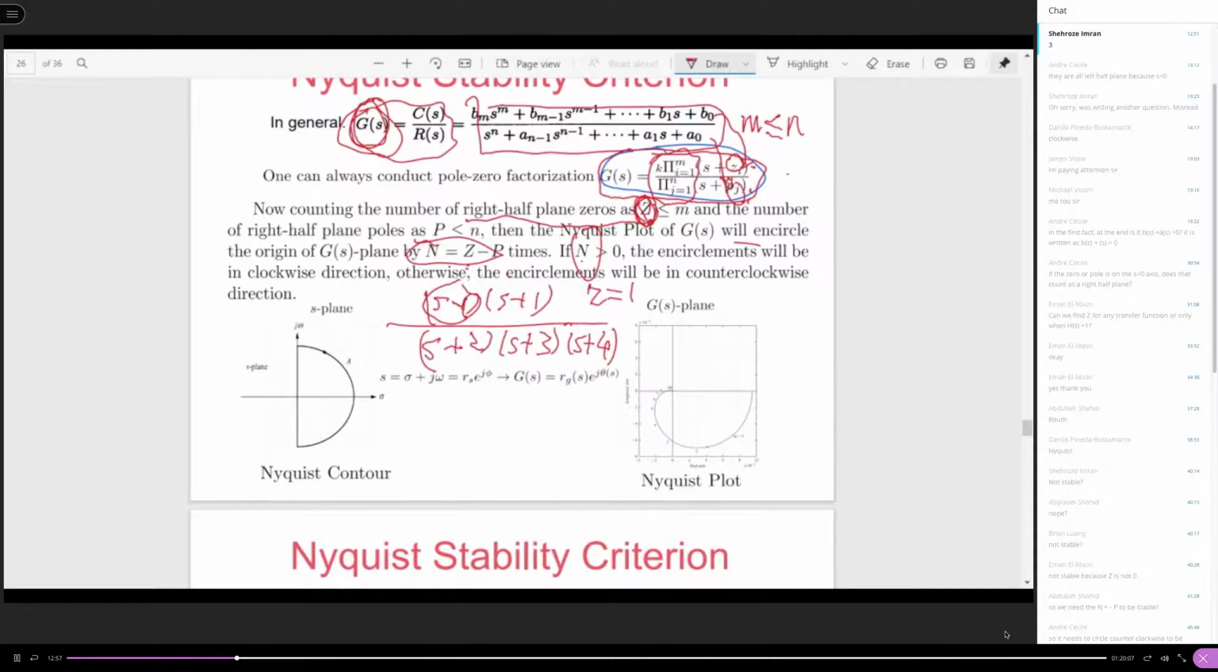3 right half plane? Are you kidding me? Mr. Imran, how do you count to 3? Tell me why. Tell me. You probably didn't hear.